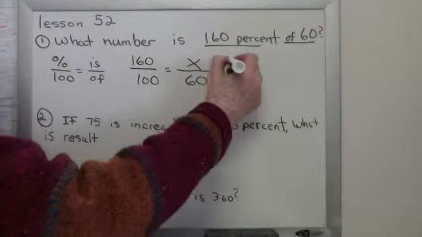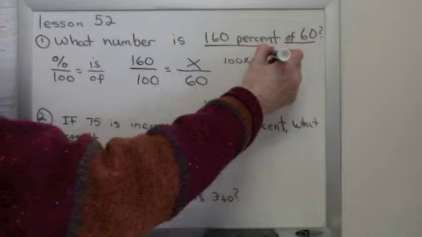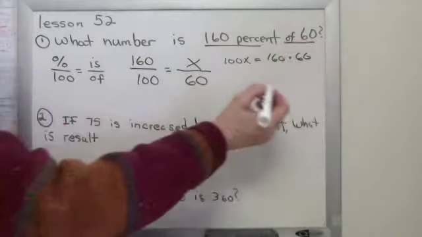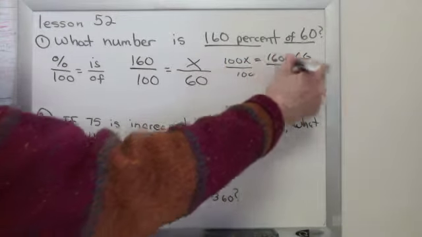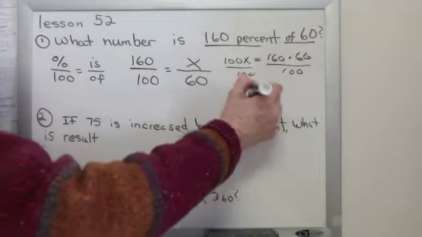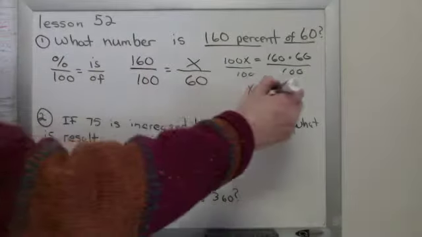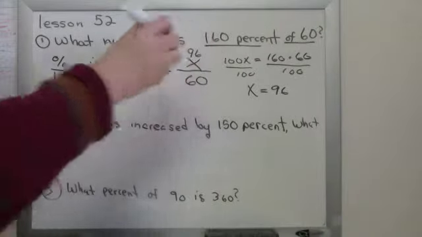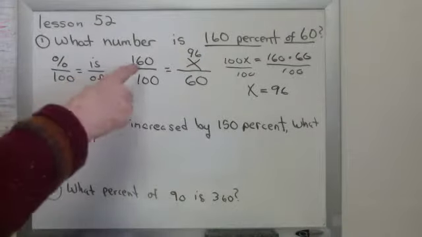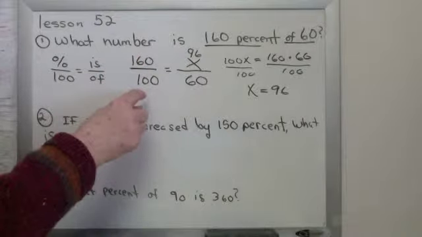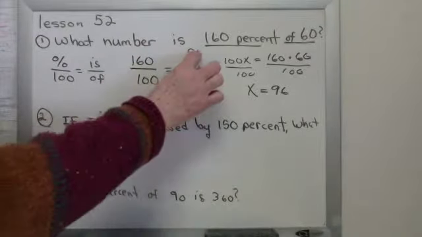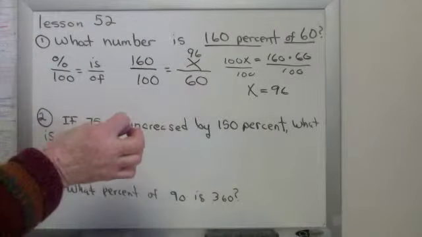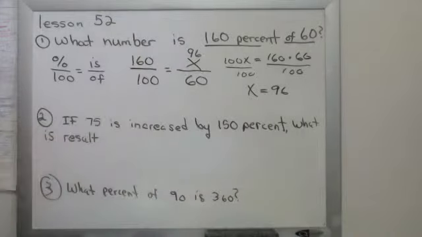So basically I have 100X equals 160 times 60. Then I'm going to divide both sides by 100, and you guys have calculators so that you can do this. And you get X equals 96. Now, there's a way that you can use your calculator to check your answer. You can just plug in 160 over 100, and you'll get a decimal. Plug in 96 over 60, and you'll get a decimal. If those 2 decimals are equal, then you know you have the correct answer.